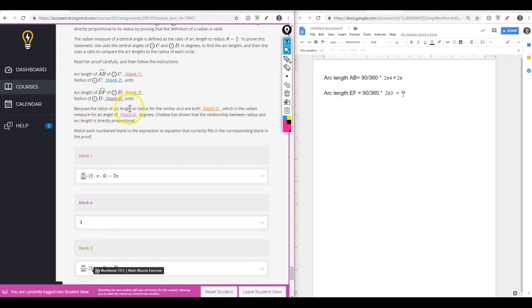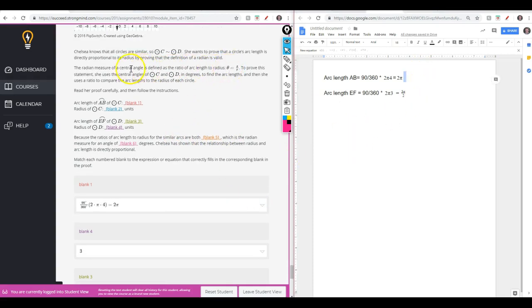Because the ratios of the arc length to the radius for similar arcs are both... this is what it's wanting us to find, the radian measure. So it's the ratio of the arc length to the radius. Again, the arc length was 2 pi, so the ratio would be 2 pi divided by the radius, which would be 4.